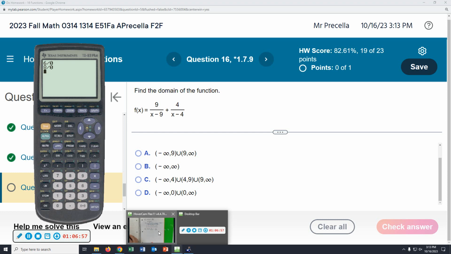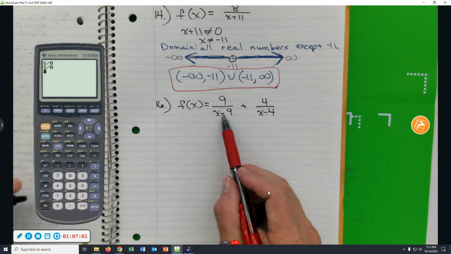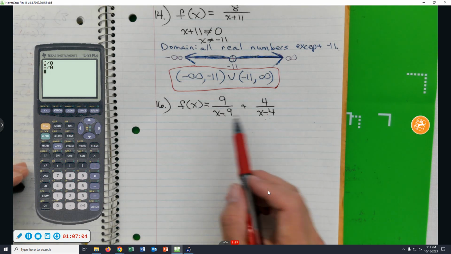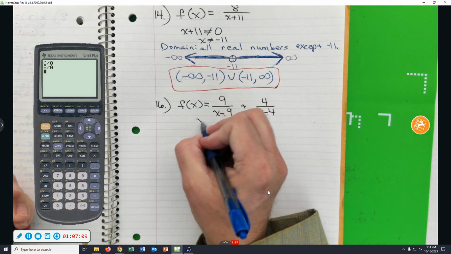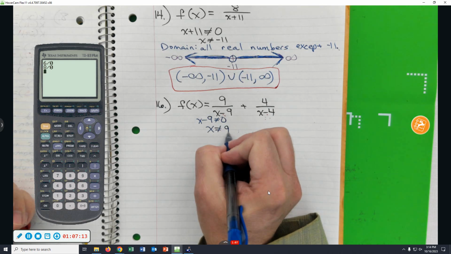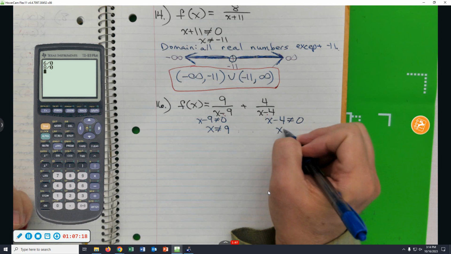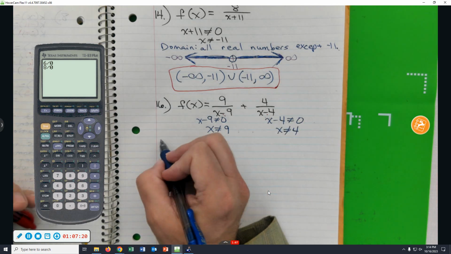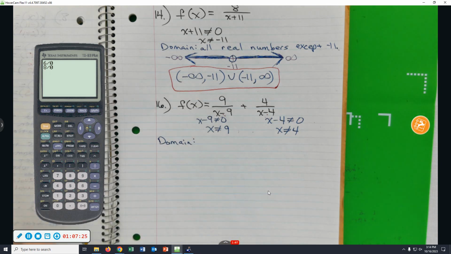Let's switch over. We're going to write it out. In this case, there are 2 fractions, 2 denominators. We don't want either of those denominators to be 0. So x minus 9 can't equal 0, so x cannot equal 9. x minus 4 can't equal 0, so x can't equal 4. And so if we were writing it out in words, the domain would be all real numbers except for 9 or 4.